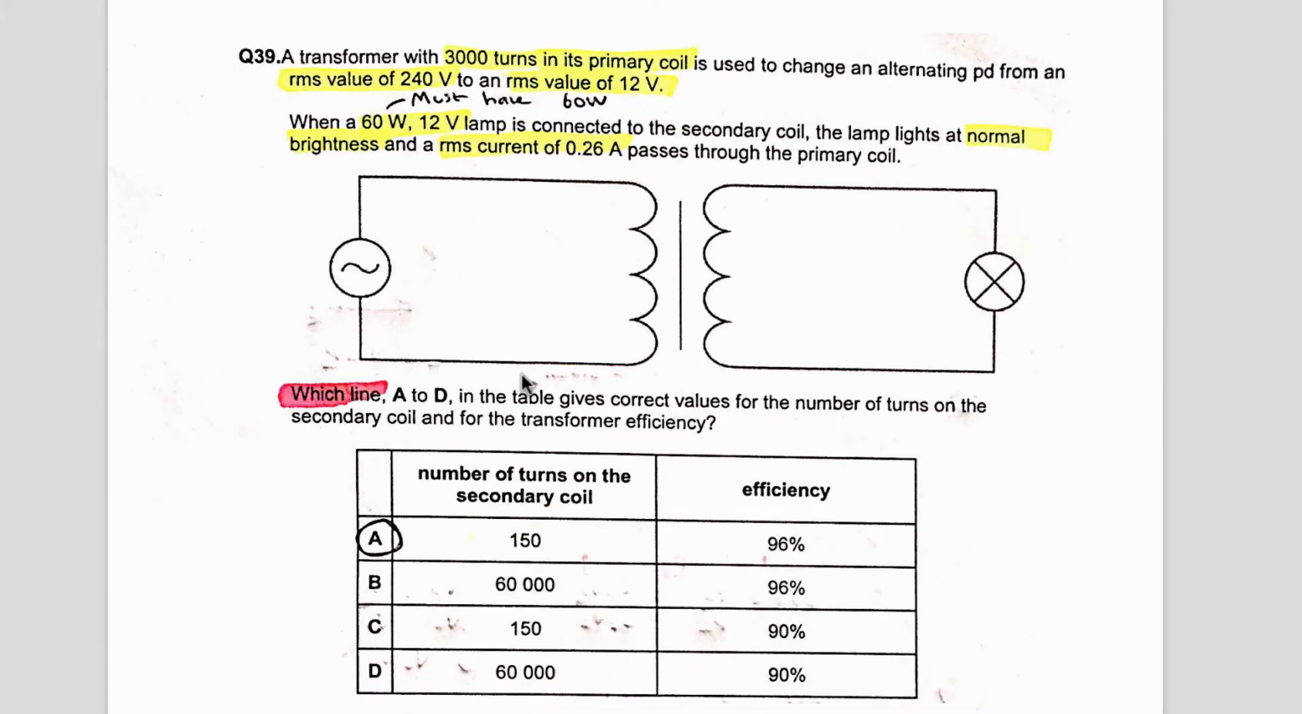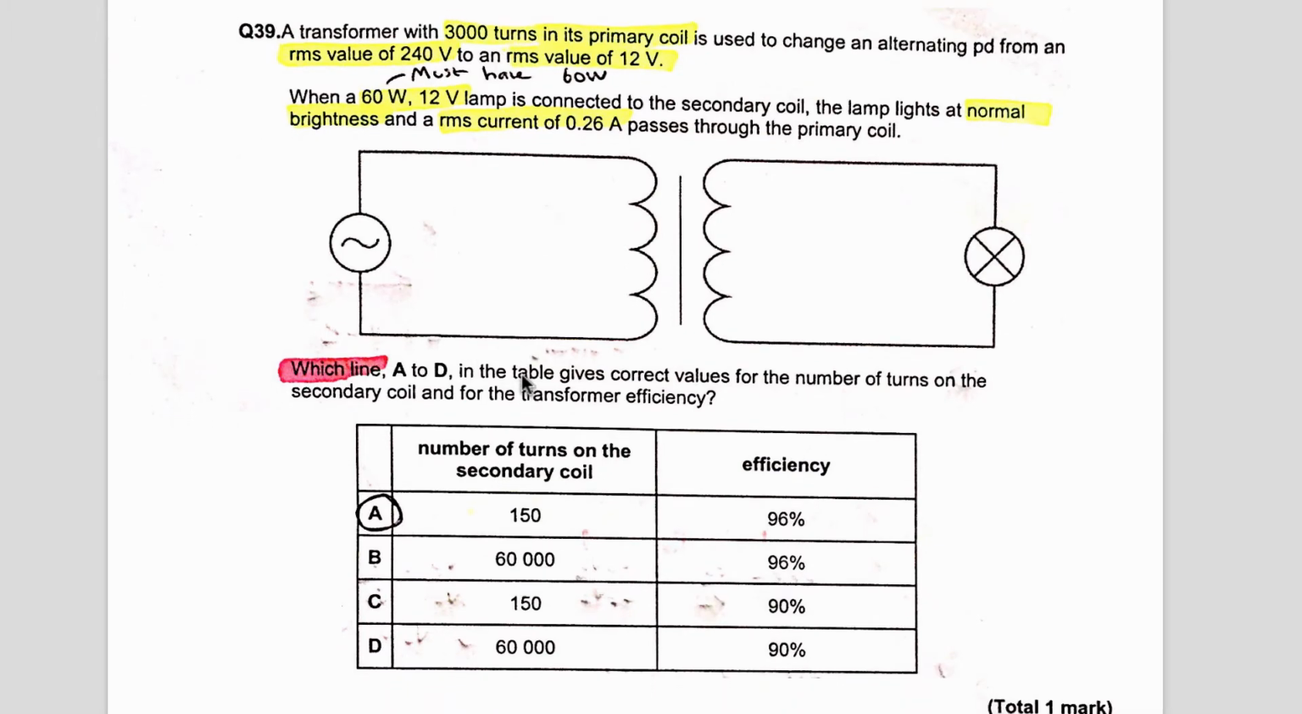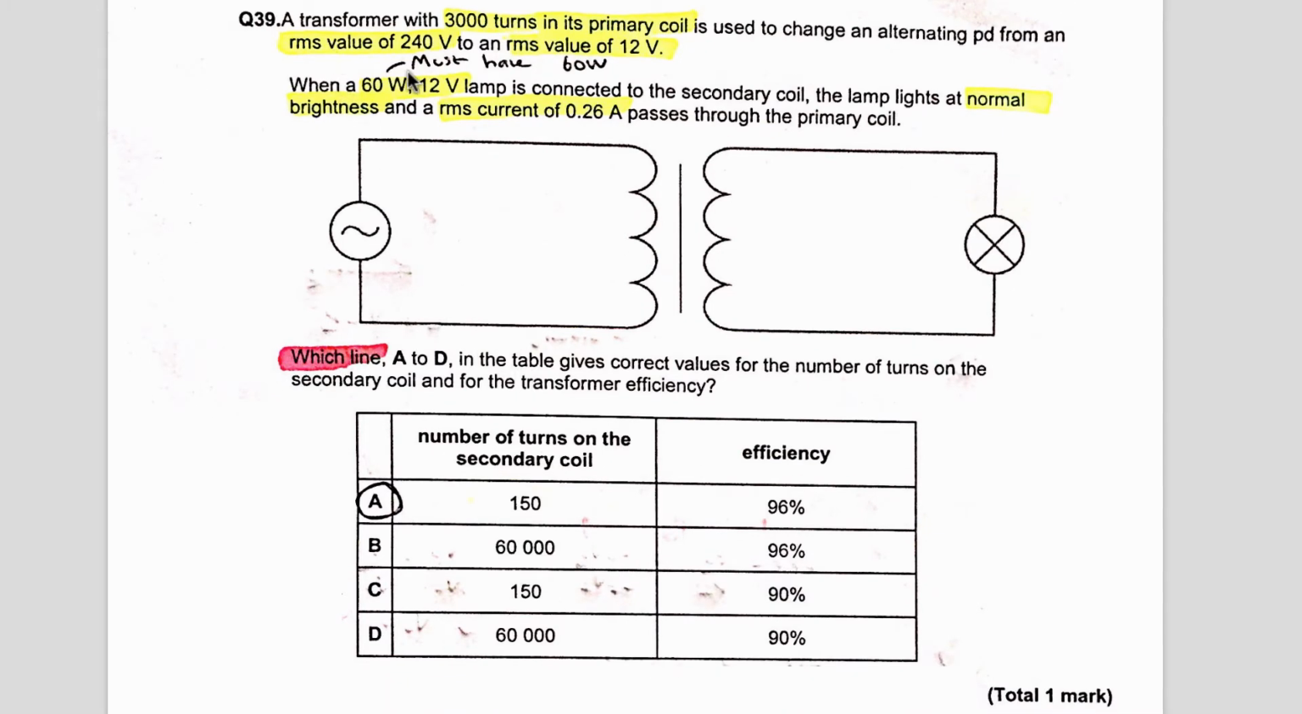For question number 39, question 39 has lots of information. We've got a transformer that has 3,000 turns on its primary coil, and it's used to change an alternating potential difference from a root mean squared value of 240 volts to a root mean squared value of 12 volts. We then have a 60 watt 12 volt lamp connected to the secondary coil, so we've got a circuit, and the lamp lights at normal brightness, and a root mean squared current of 0.26 amps passes through the primary coil.